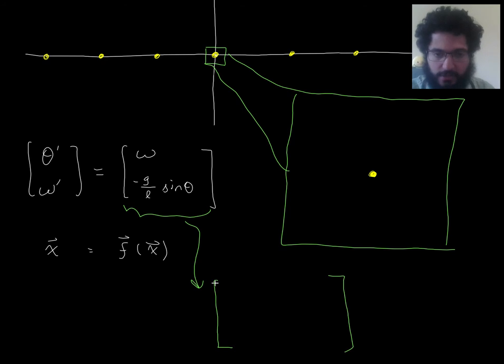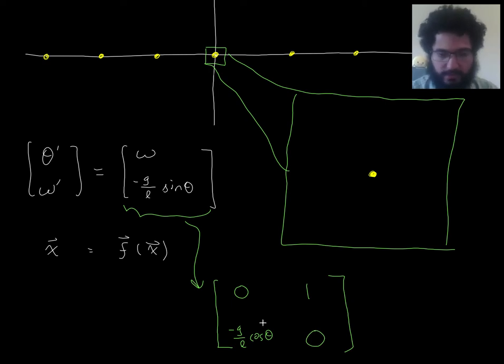First, create a 2 by 2 matrix, which is made out of the different partial derivatives of this. That's another thing you learn in 6a, partial derivatives. So my first row will be the derivative of this with respect to theta, that's 0, and then the derivative of this with respect to omega, that's 1. My second row will be the derivative of this with respect to theta, that's negative g over L cosine theta. And then my second component will be the derivative of this with respect to omega, that's 0.